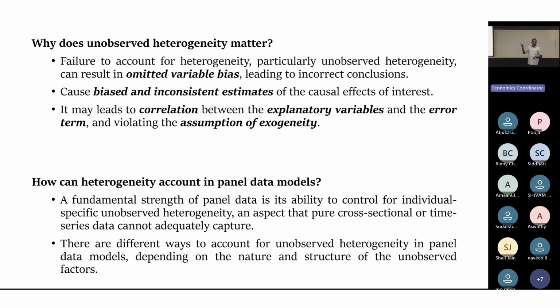What are the results of omitted variable bias? It will lead to incorrect conclusions. Based on this, you can't conclude. If you conclude something, that is going to be wrong, right? The validity of that conclusion is questionable. Second thing is, as I told you, biased and inconsistent estimates. What is the ultimate purpose of doing any analysis? You want to estimate the slope and intercept. If you estimate a model with omitted variable bias, then those estimates are going to be biased and inconsistent.